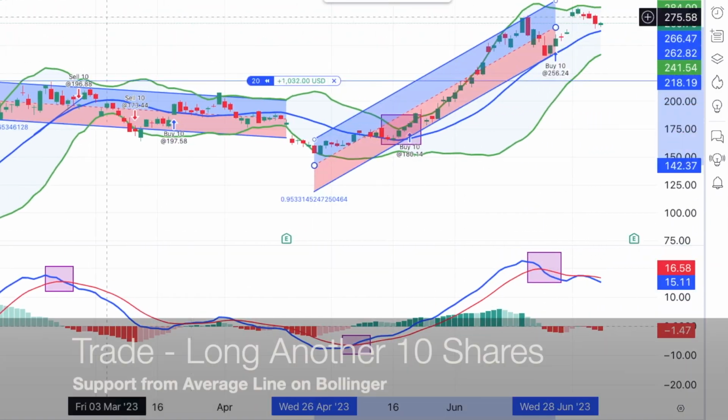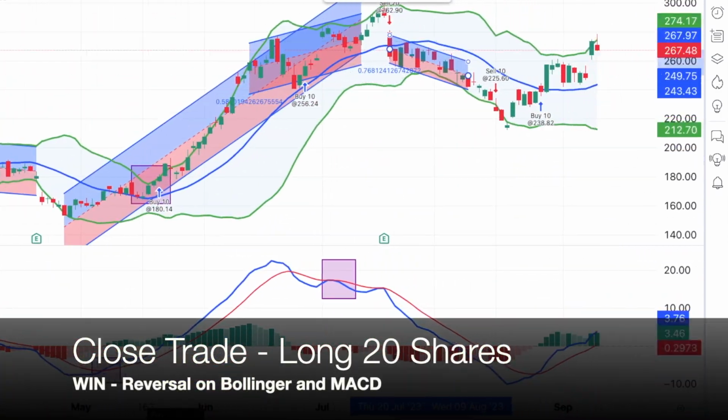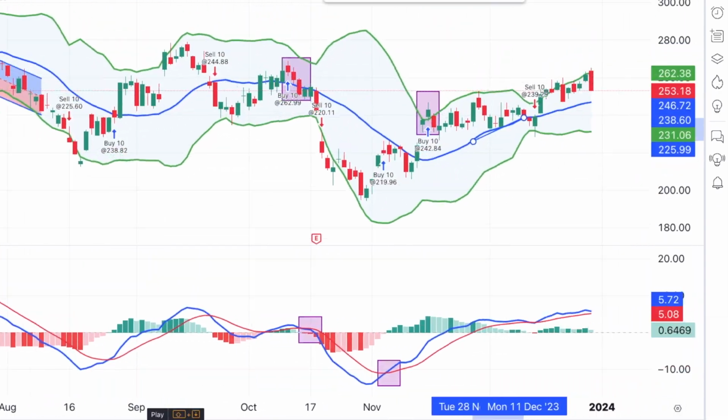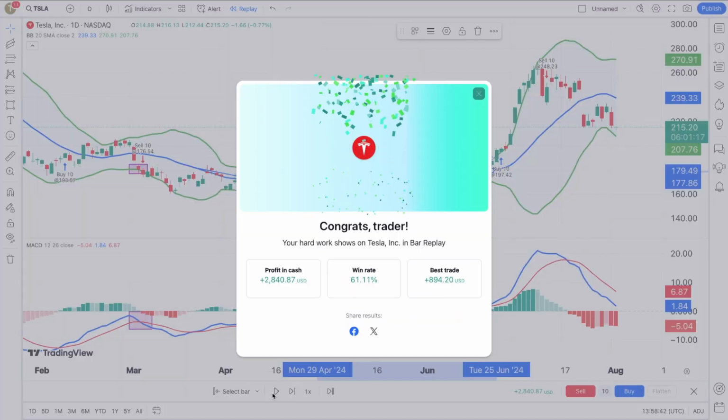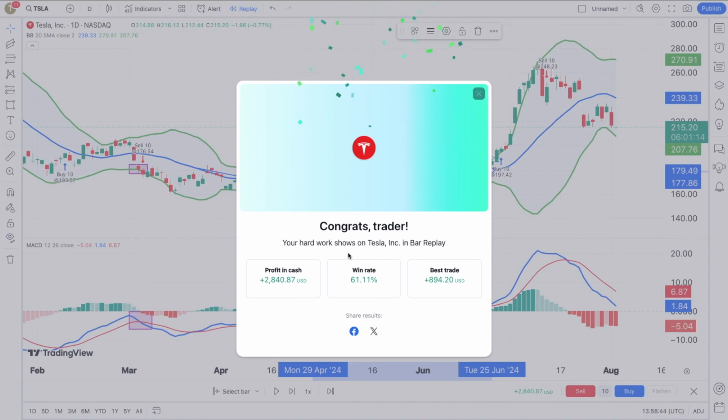Finally, we are nearing the end of our test for today. It took me almost an hour to run this entire thing. As you can see, the results are really rewarding. It shows a 60% win rate with a significant return on such a small investment.